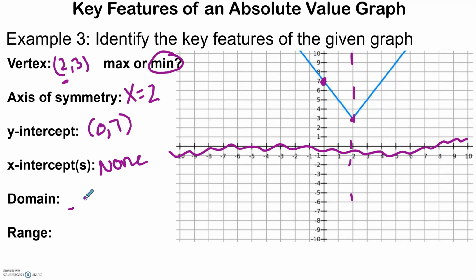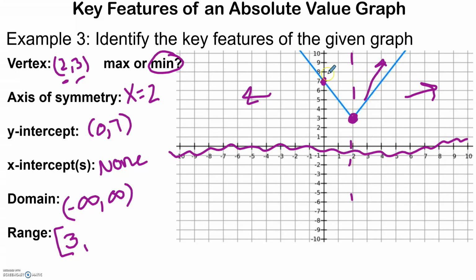My domain is still -infinity to +infinity because I can go forever to the left and forever to the right. My range, because this is a minimum, is going to start with the y value of my vertex, which is 3. 3 with a bracket because it's included. And it is going to have a ceiling of +infinity because we're going forever up, and we seal the deal with a parenthesis. Fantastic job.